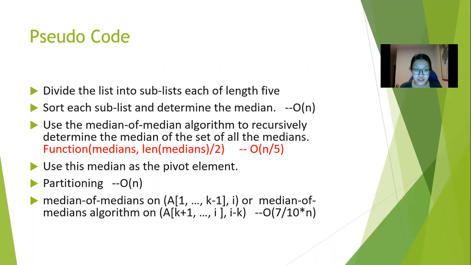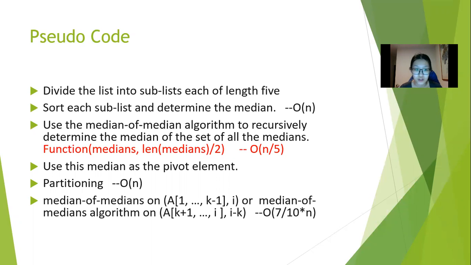Then we use the median found in the last step as the pivot element, and we do partitioning, which means we put all the elements bigger than the pivot on the right side of it and all the elements smaller than the pivot on the left side of it. That's O(n). These two steps are very basic, like quicksort. So it's O(n).